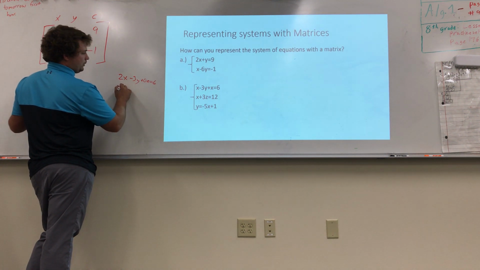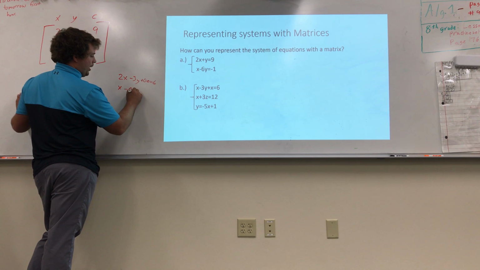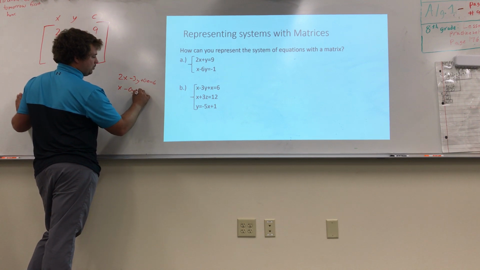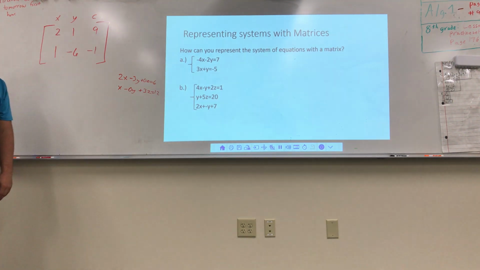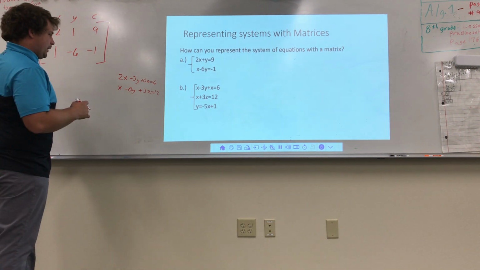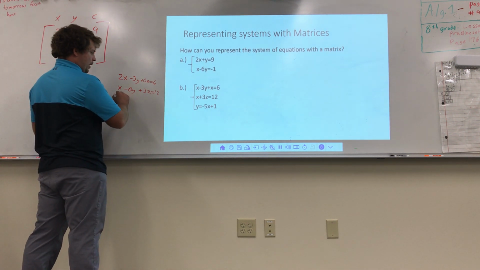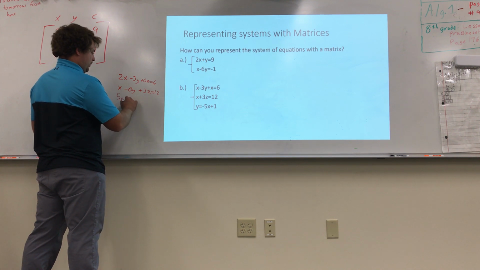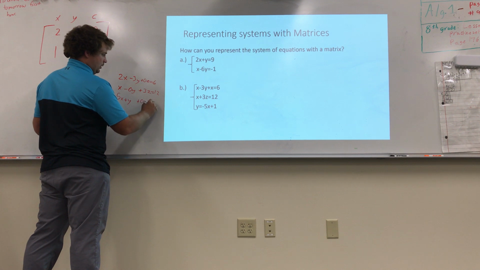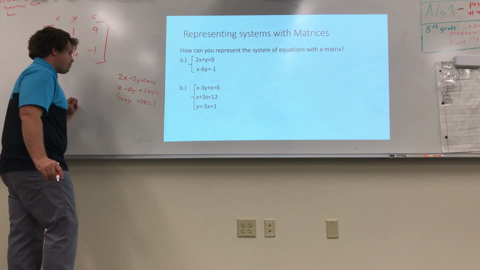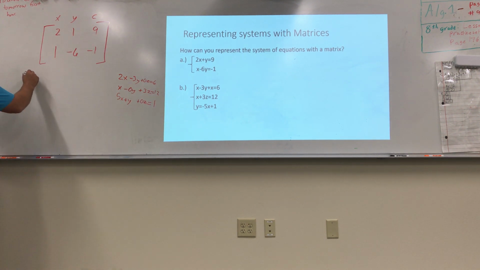Okay? The next one, I'm going to have x minus, there's no y, so I'm going to have 0y, plus 3z equals 12. Okay, the bottom one I'm going to have to switch, so I'm going to add 5y over, which is going to be plus y. I have 0 z's equals just 1. Now I can go make a matrix.